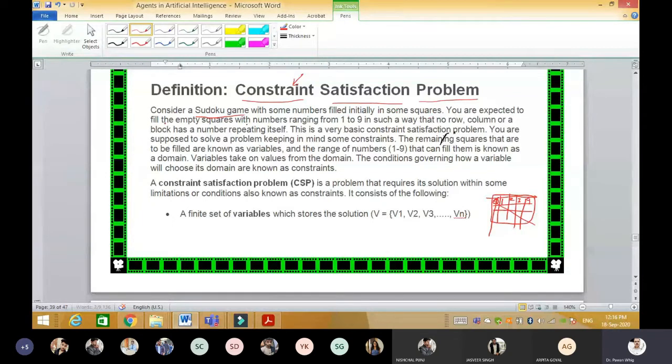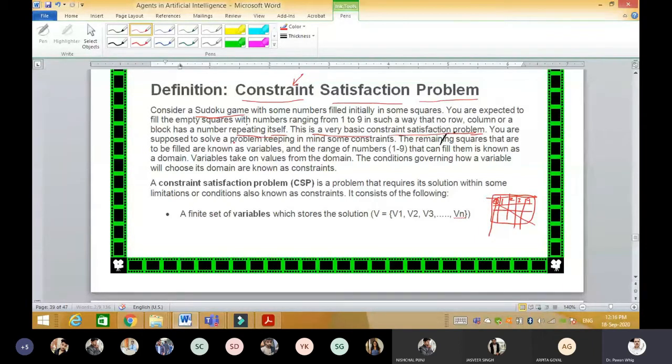You are expected to fill the empty squares with numbers ranging from 1 to 9 in such a way that no row, column, or block has a number repeated. This is also an imposed condition: numbers must not be repeated. So this is a very basic constraint satisfaction problem. I think everybody knows this game, or maybe they played it. So this is one of the very basic constraint satisfaction problems.